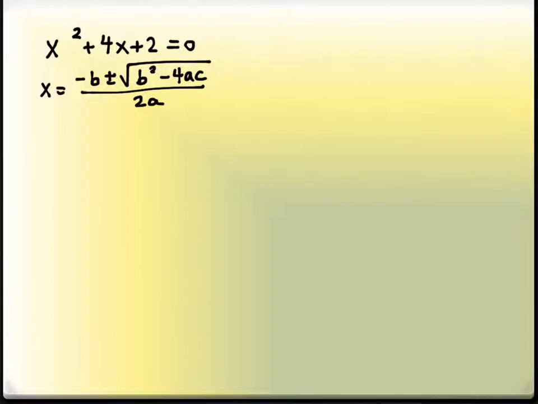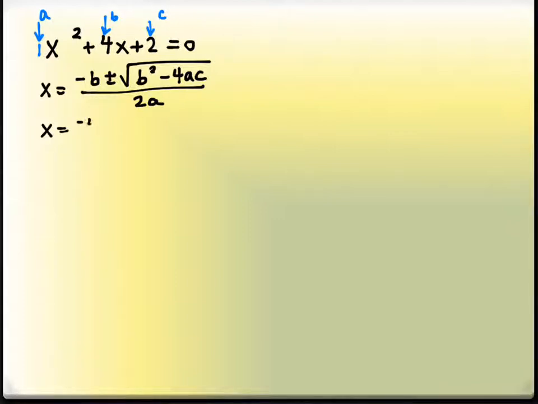All right, so we're going to do this, though, with A, B, and C plugged in. In particular, the A is the first part right here. It's an understood 1. B is going to be 4, and then C is going to be the 2. Okay? It's just in order.